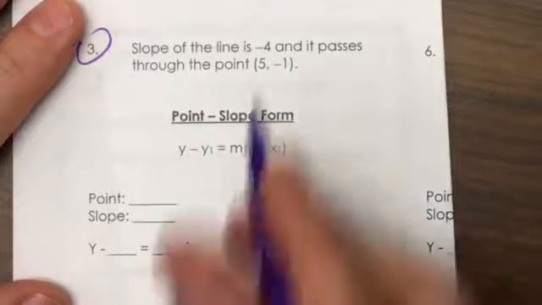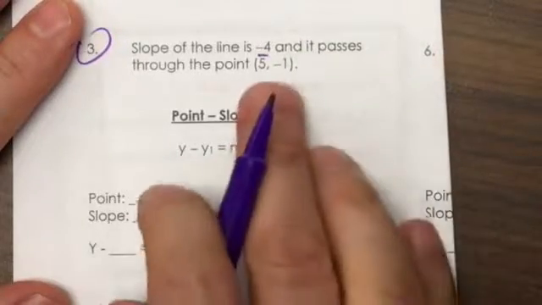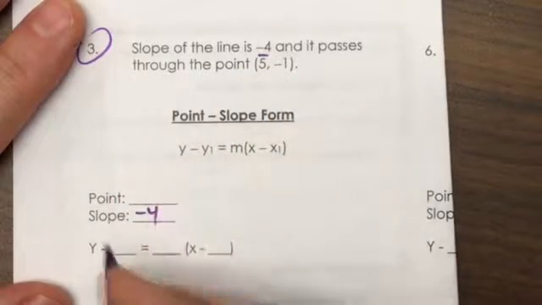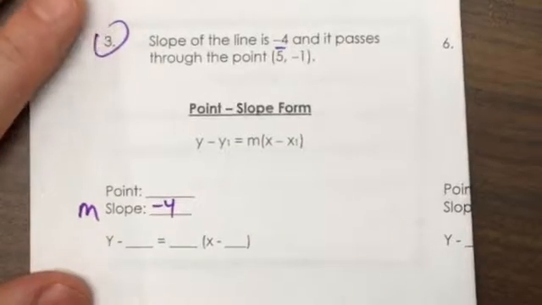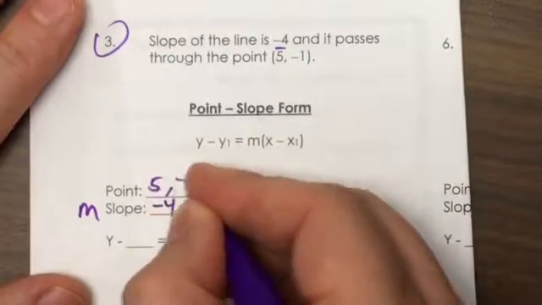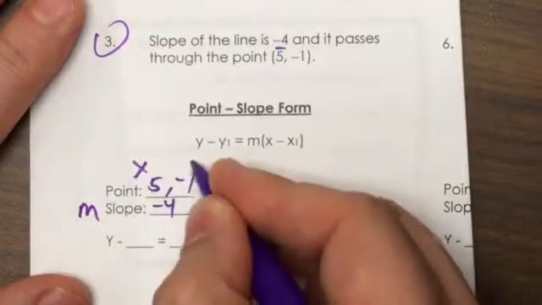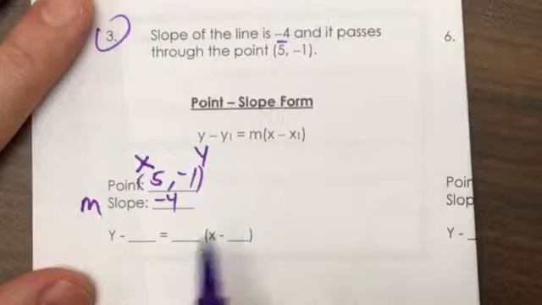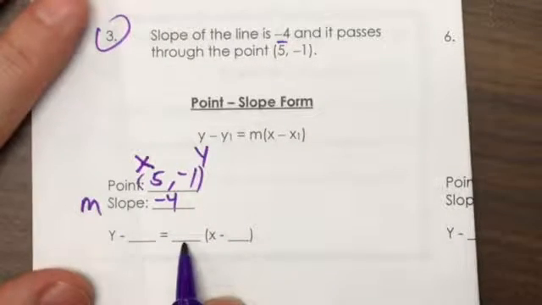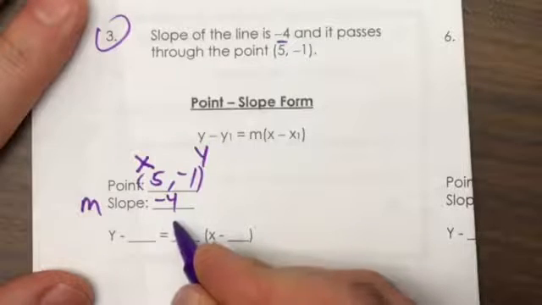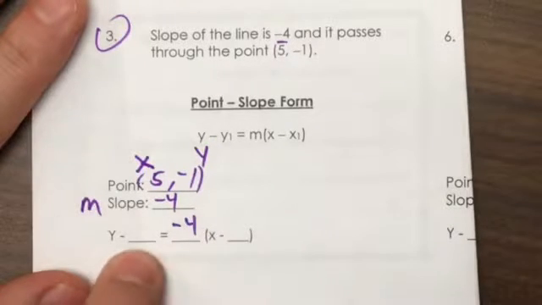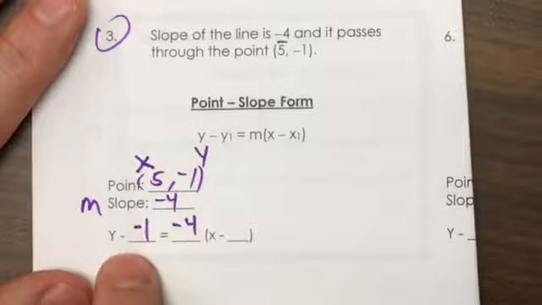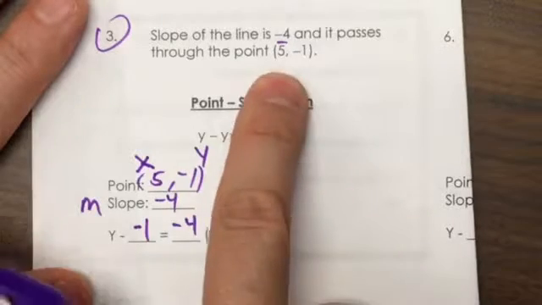The slope of the line is -4, and it passes through the point 5, -1. So my slope is -4. That is my m. My point is 5, -1. That is my x and my y. Okay? So I'm going to go ahead and plug in my values. My slope always goes here in the one right before the parentheses. -4. This is my y value. That would be -1. There's a double negative there again. My x value is 5.